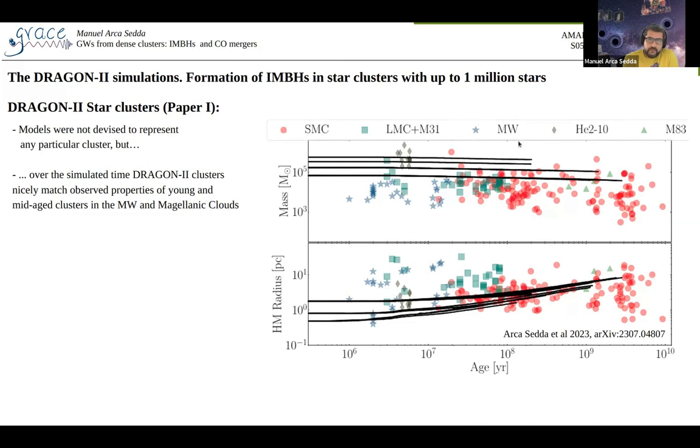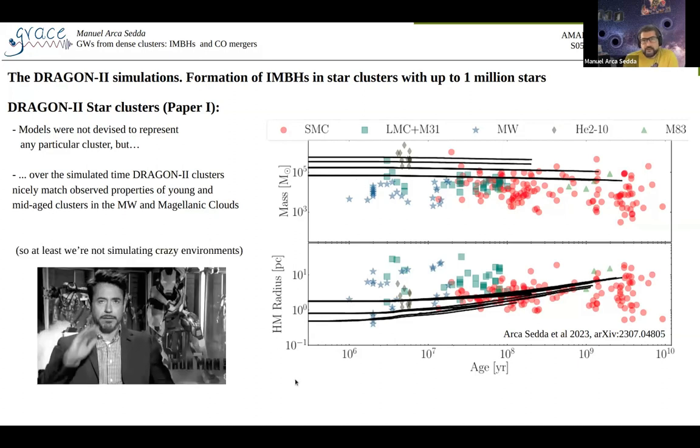compared and overlaid to the observed mass and alpha mass radii of several young clusters in the Magellanic Clouds, in the M31 galaxy, in the Milky Way, these blue stars here, and in some dwarf galaxies like IC 10 and M83. So luckily, you see that our simulations fall in the ballpark of the observed clusters. So at least we are sure we are not simulating anything crazy, but reliable systems. In fact, these Dragon clusters may represent one possible evolutionary pathway to star clusters that we see today in the local universe.